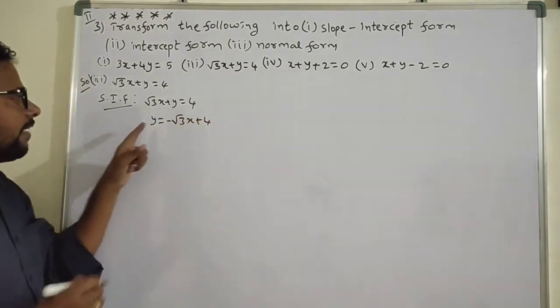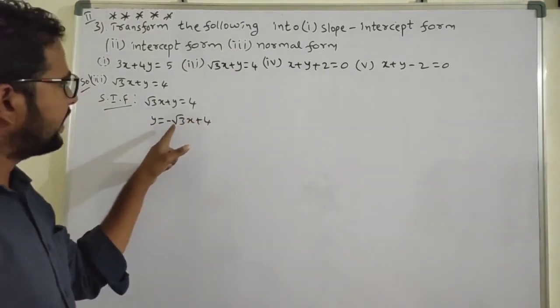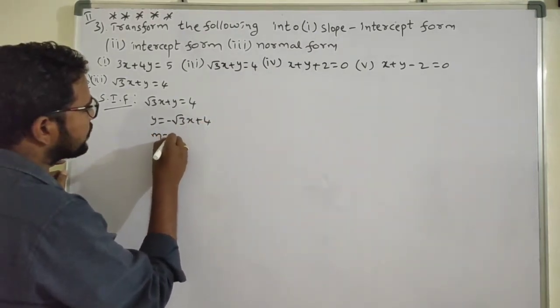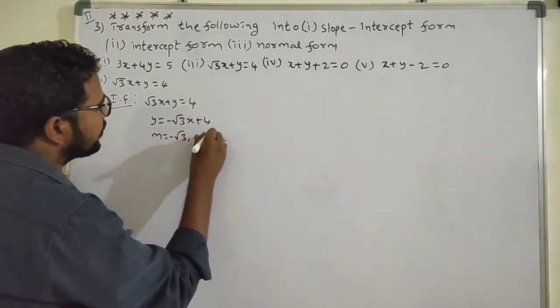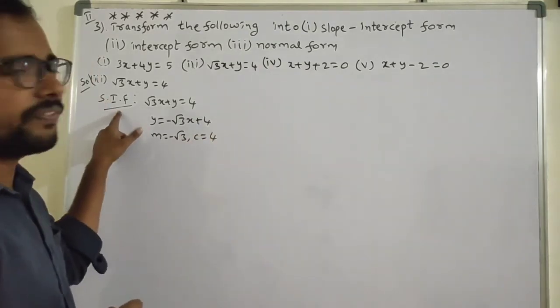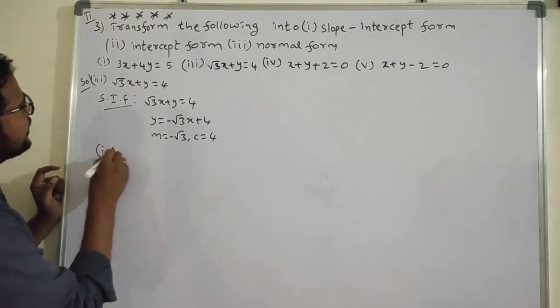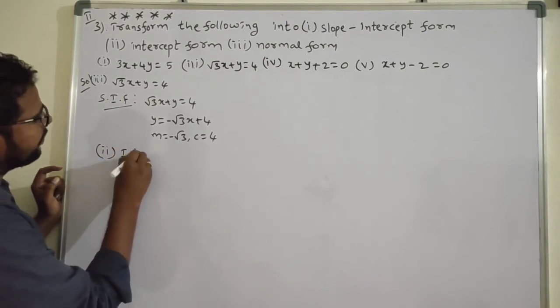It is in the form of y is equals to mx plus c. What is m? M is equals to minus root 3. C is equals to 4. This is slope intercept form. First one. Now second one. What is intercept form? Intercept form.